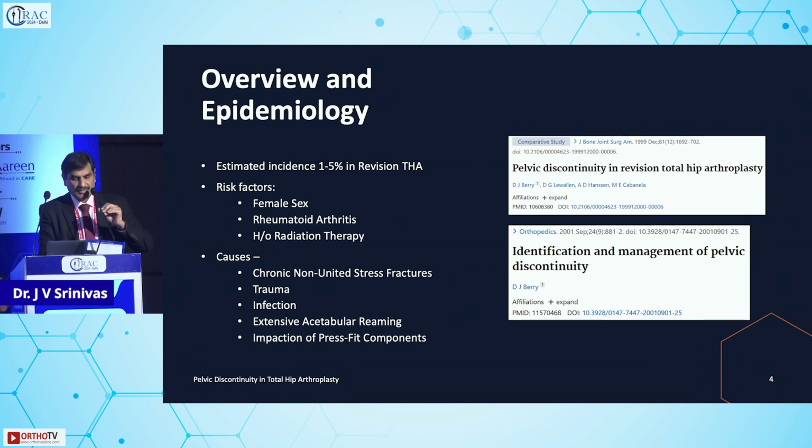Risk factors are female patients, rheumatoid patients, or a history of radiation for some other reason. When the bone quality is not good, these patients are more prone to pelvic discontinuity. And the causes are chronic non-united stress fractures, trauma. Post-trauma situation is very common to have a pelvic discontinuity, infection, extensive acetabular reaming.